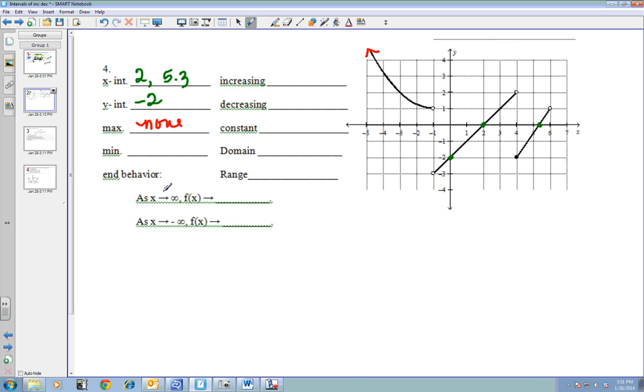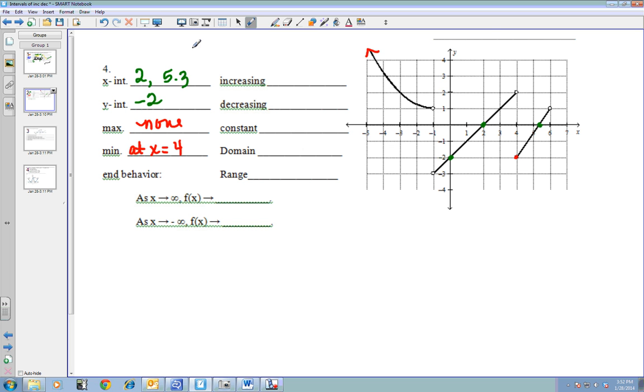There is none. My min, okay, a local min, I can't count this point because it's an open circle. I can't count this point because it's an open circle, but I can count this, okay? And remember, when I list my max and min, I'm listing the x values. So I have a local min at x equals 4. So that x value.